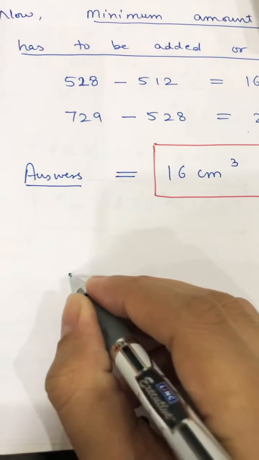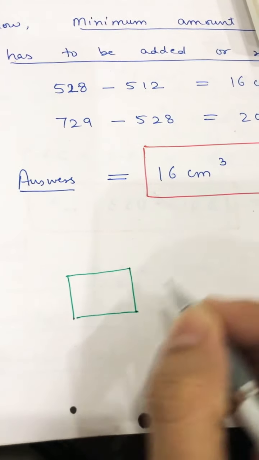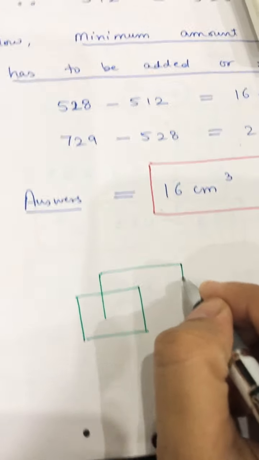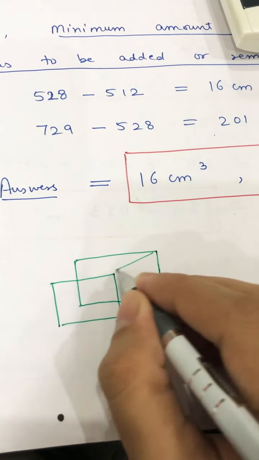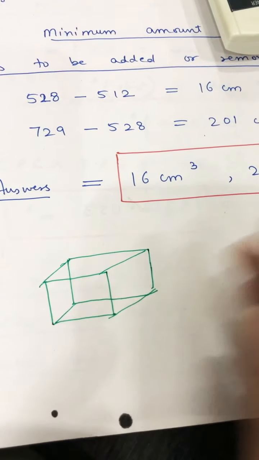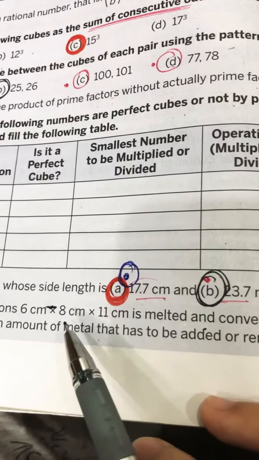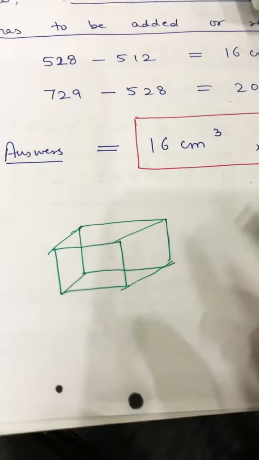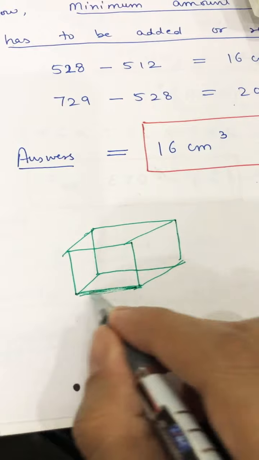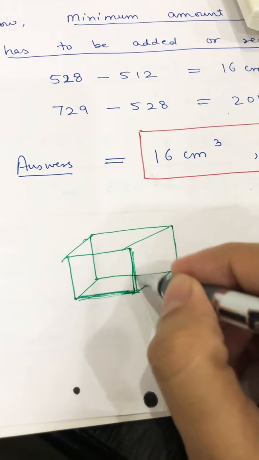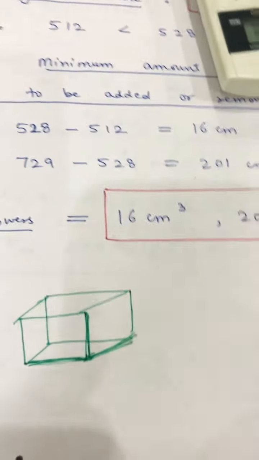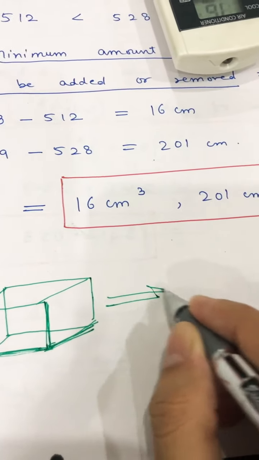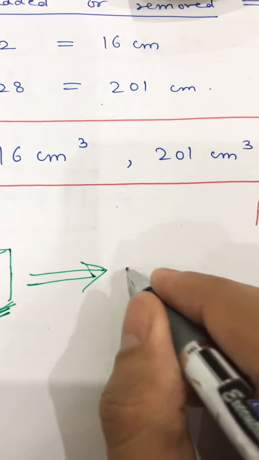Okay, this is your cube. Here I am making a cuboid. This is your cuboid. The dimensions of the cuboid are given to you: 6 centimeter, 8 centimeter, 11 centimeter. Means length is given, and then breadth is given, and then height is given. Three things are given to you. Then this cuboid is converted into a cube.